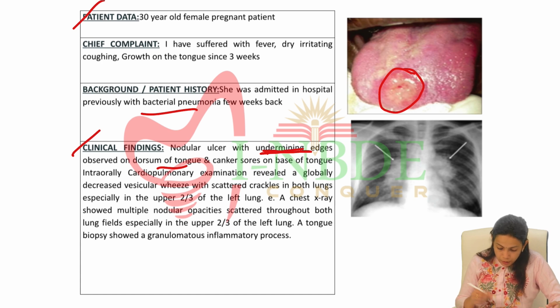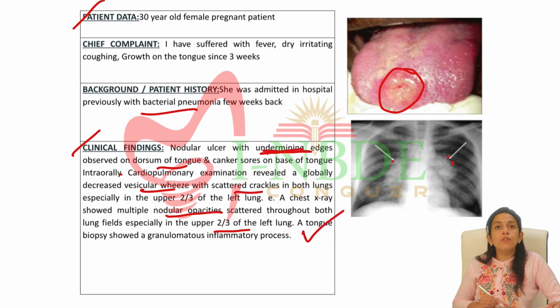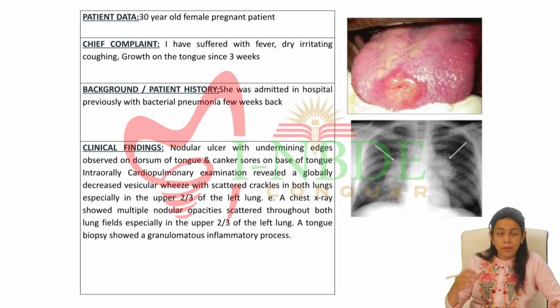And cardiopulmonary examination has shown wheezes with scattered crackles, as you can see here and there. And a radiograph has shown radio-opacities throughout the lung fields. And there was a granulomatous inflammatory process. So this is a granulomatous infection, obviously, undermining edges, involvement of the lungs. This is nothing but a case of, just think, before that we arrive at the answers or the options.